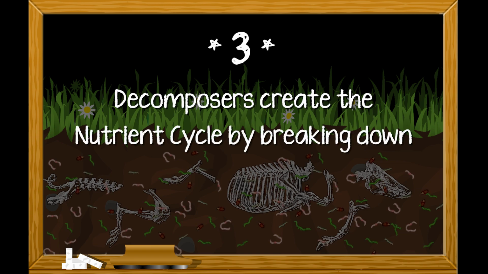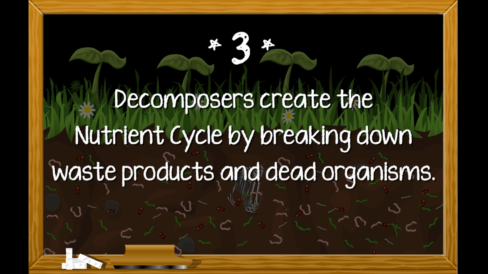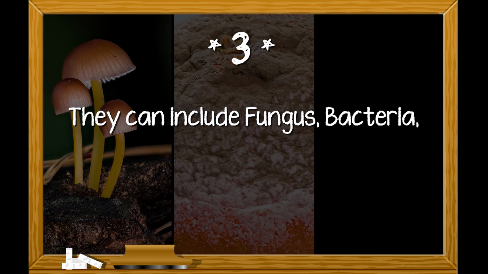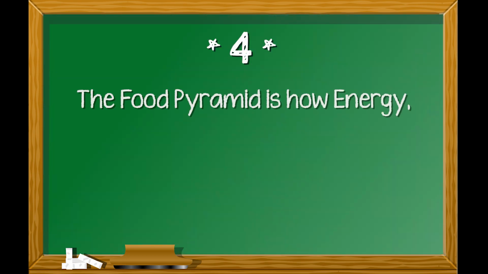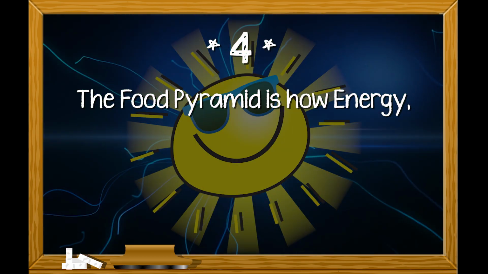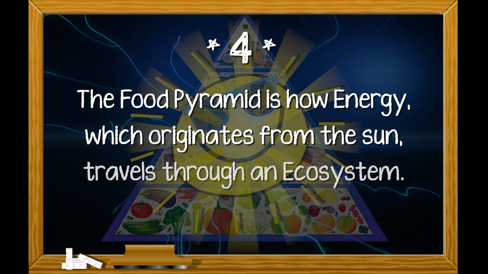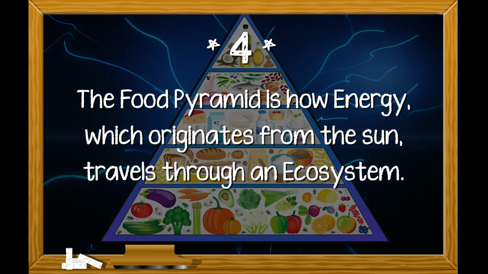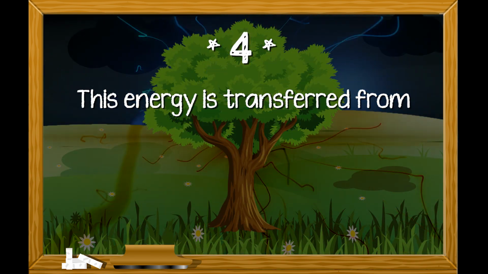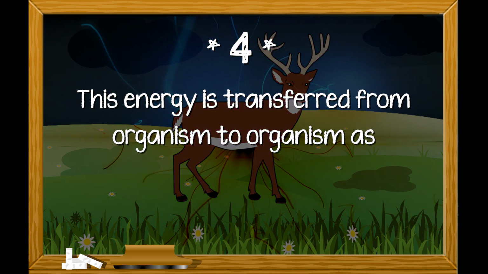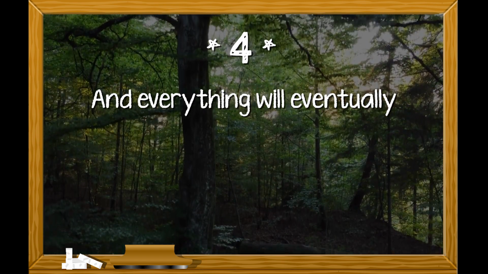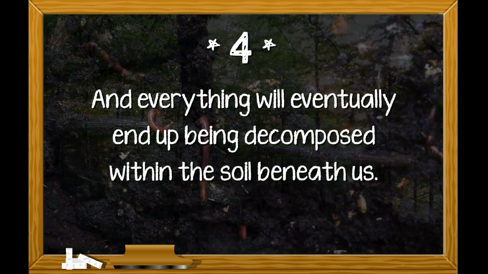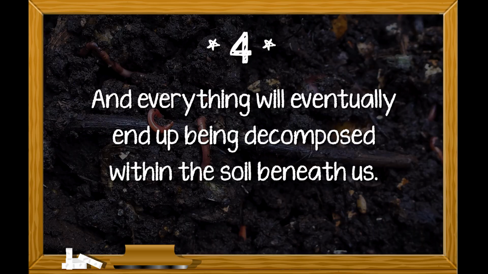Decomposers create the nutrient cycle by breaking down waste products and dead organisms. They can include fungus, bacteria, and invertebrates. Fourth, the food pyramid is how energy, which originates from the sun, travels through an ecosystem. This energy is transferred from organism to organism as they consume each other. And everything will eventually end up being decomposed within the soil beneath us.